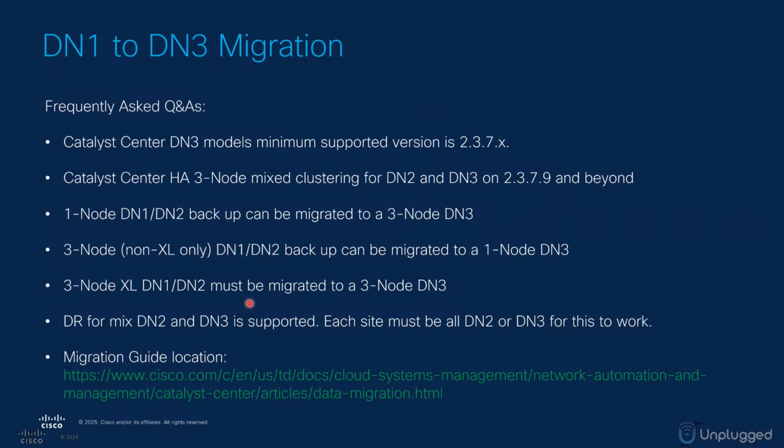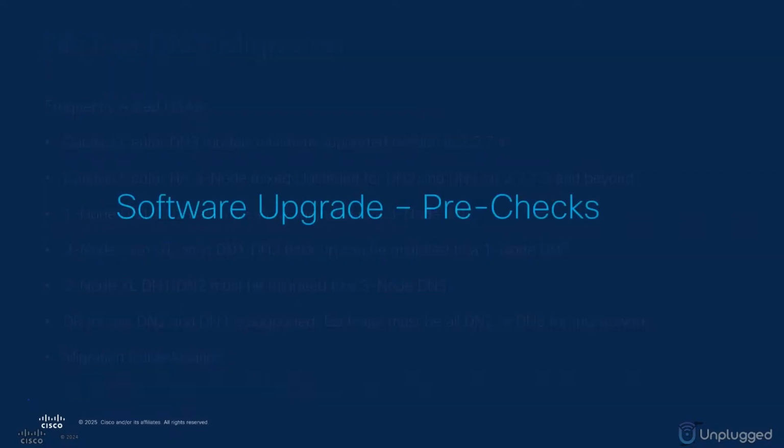Now, for DR, this gets a little more complicated because we do support DN2 and DN3s in DR, but the entire cluster must be of one particular release. If your active site is all DN2, then your standby can be all DN3, or your entire 3-node cluster of your active is DN3, and then your standby can be an entire 3-node cluster of only DN2s. We don't support the mixed mode in the DR deployments. If you want to review how to do the migration and any further questions you may have, please see the guide that we have linked below on this page.